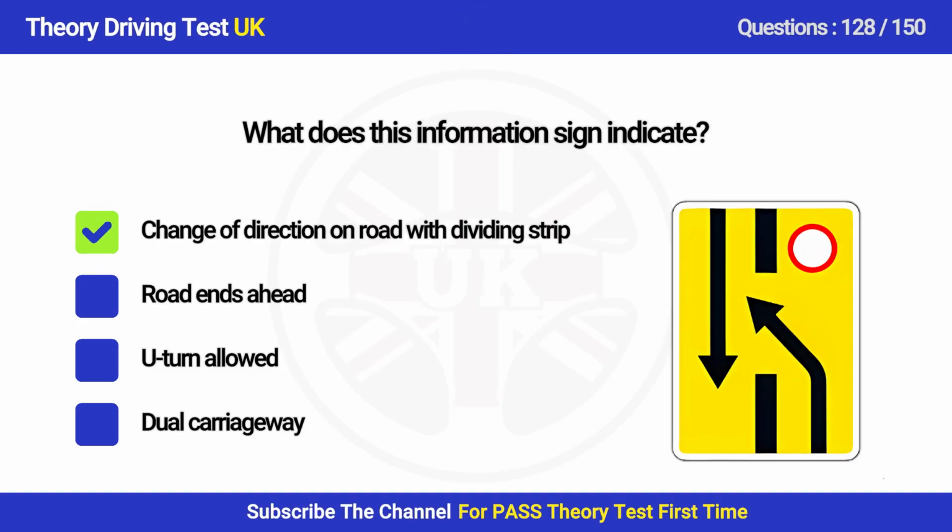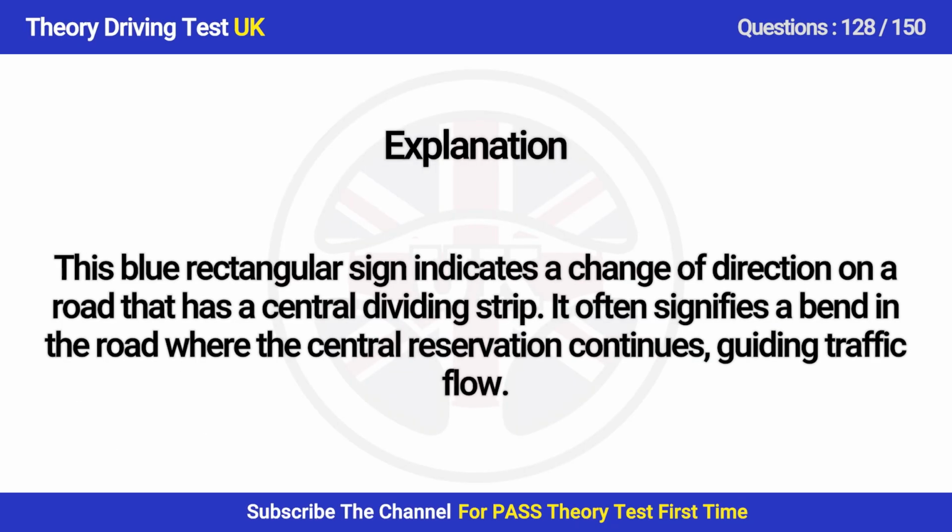Answer is A. Change of direction on road with dividing strip. This blue rectangular sign indicates a change of direction on a road that has a central dividing strip. It is often a bend in the road where the central reservation continues, guiding traffic flow.